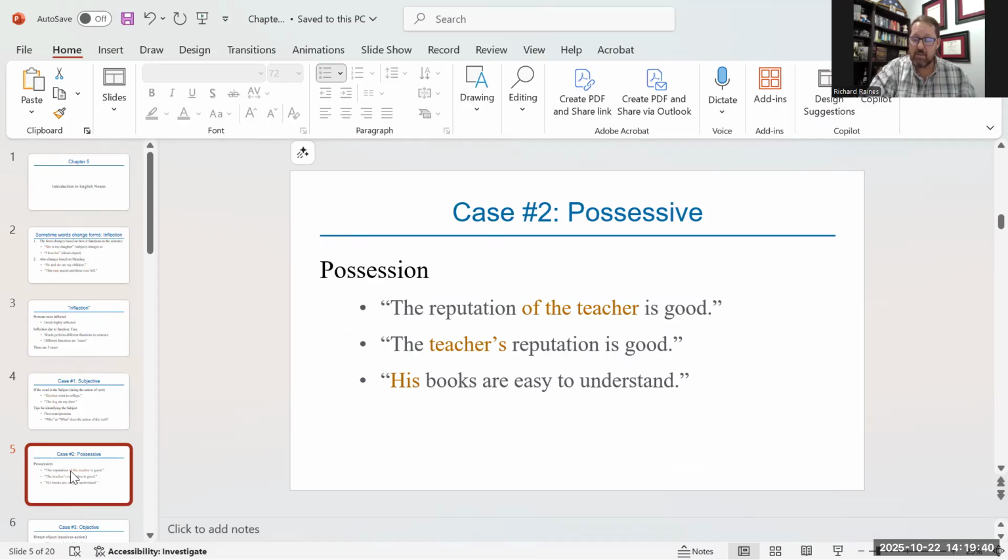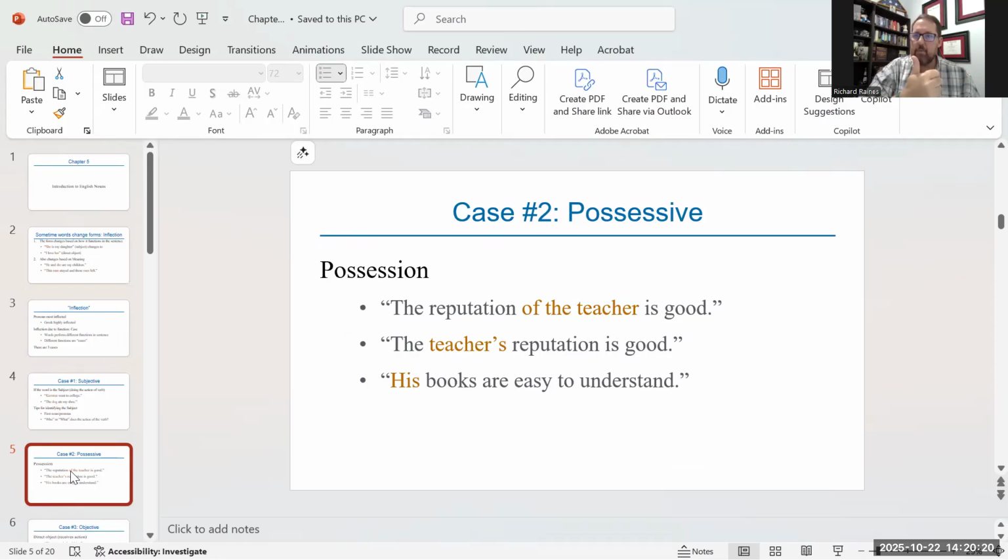We indicate possession in English typically with an apostrophe. But "teacher's" and "of the teacher" and "his" all communicate possession. What you're going to find in Greek is that possession is going to be in a certain case, the genitive case, and you will be able to identify that by a suffix or a prefix, or a suffix and a prefix, depending on what the noun is. So the second type of inflection is possessive.